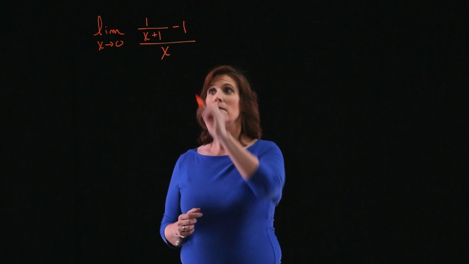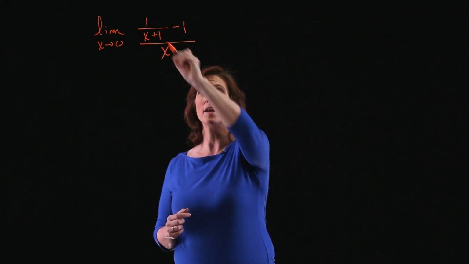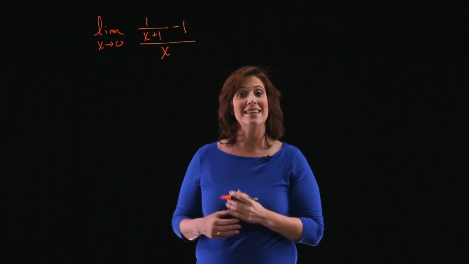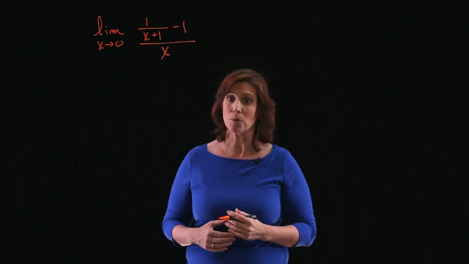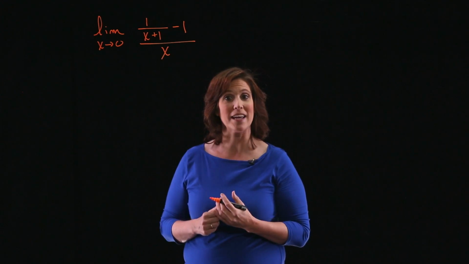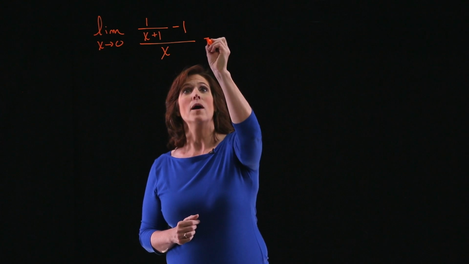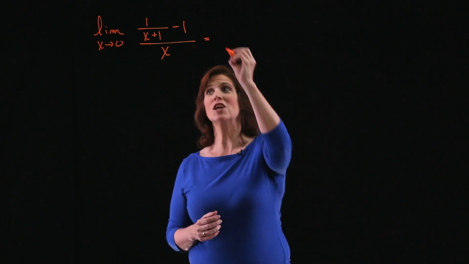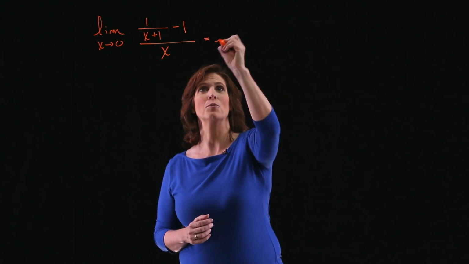Now you may at first think you can try just plugging 0 in, but if you do that, we're going to get 1 minus 1 in the numerator, which is 0, and in the denominator we'll also get 0. This is 0 over 0, which is an indeterminate form. So that tells me I need to do something else to my expression so that I can evaluate the limit. Well, because that expression is a compound fraction, let's go ahead and get a common denominator in the numerator.